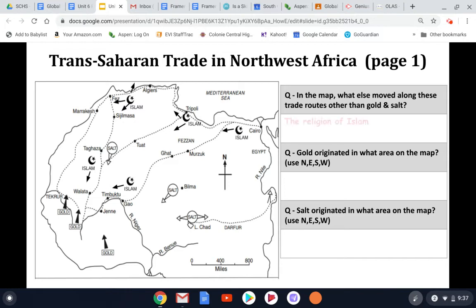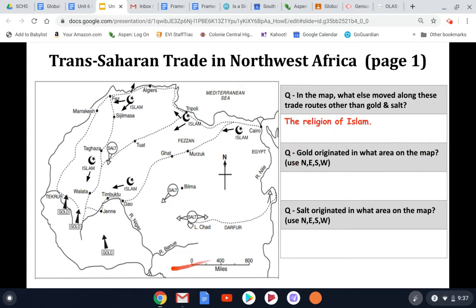we'll see more about how this region of Northwest Africa was connected to major trade routes. And not only items and food were traded, but as we know, when people are trading, their culture comes with them. So the religion of Islam is going to be factored into this unit quite a lot as well. The second question: gold originated in what area on the map?